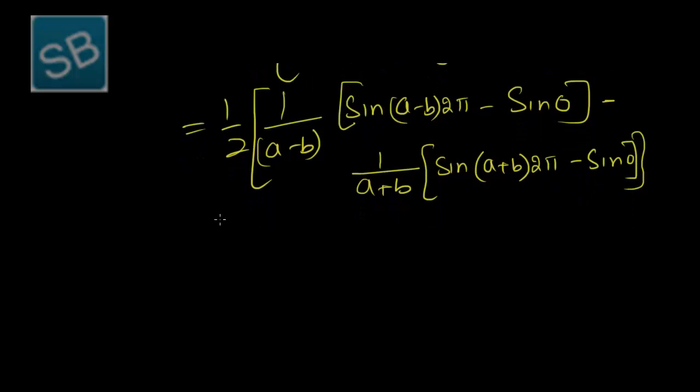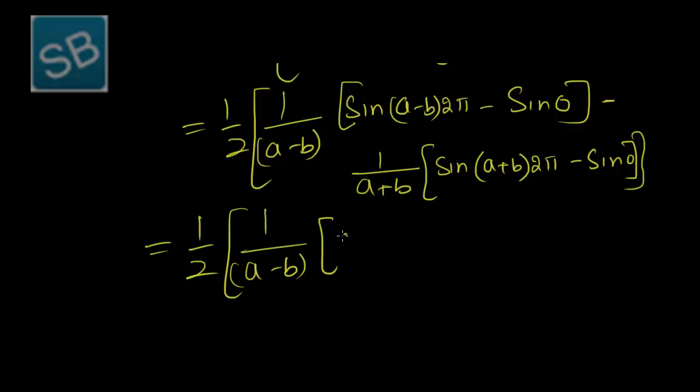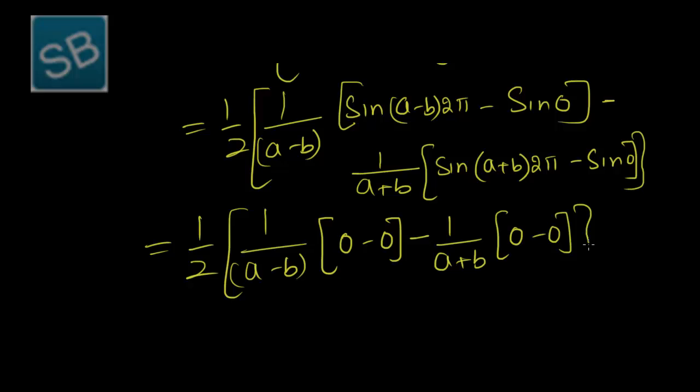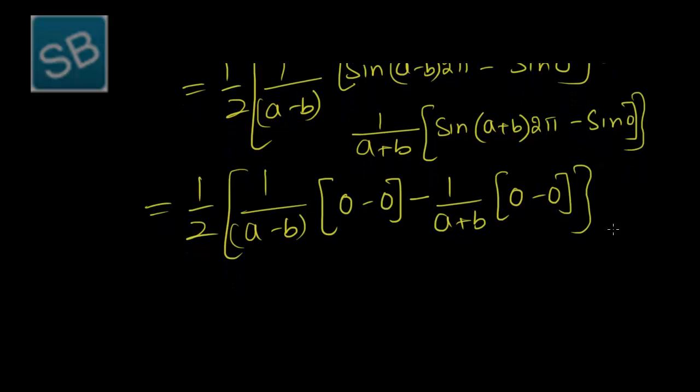That is half, 1 over a minus b, as we know that sine 2 pi is 0, so 0 minus 0, minus a plus b, that is also 0 minus 0. So we get half of 0 is equal to 0. So the integral of the given problem is 0, by using integration by parts for definite integral.